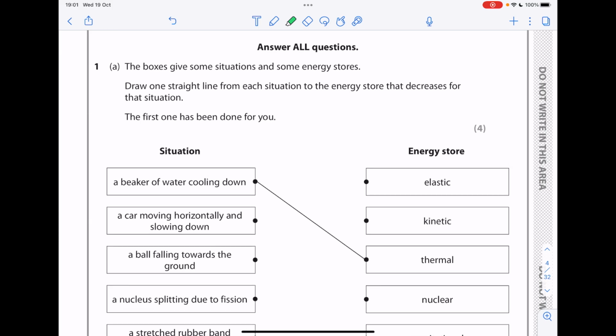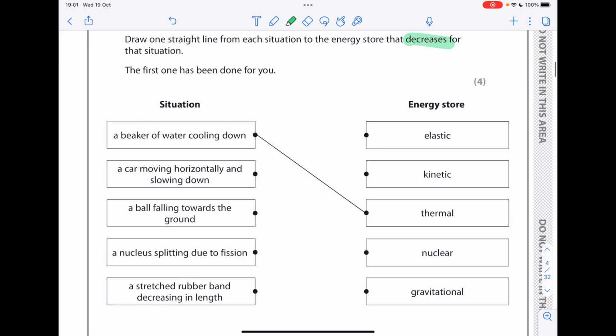The boxes give some situations and some energy stores. Draw one straight line from each situation to the energy store that decreases for that situation. The first one has been done for you. A car moving horizontally and slowing down, that's to do with the kinetic energy decreasing. A ball falling towards the ground means that its gravitational energy store is decreasing.